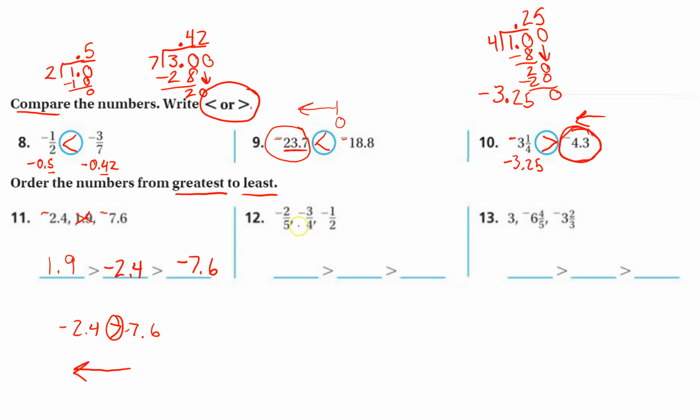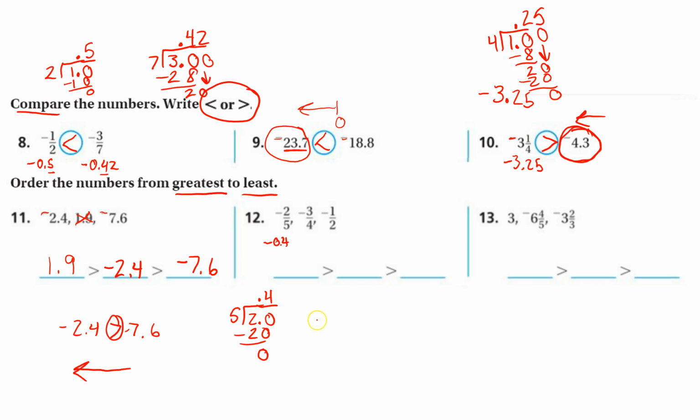Okay, over here they're all negatives and they're all fractions. I'm going to change them all to decimals. So the first one, 5 into 2. 5 goes into 20 4 times. So this is going to be -0.4.